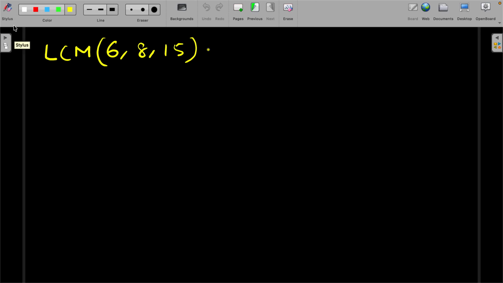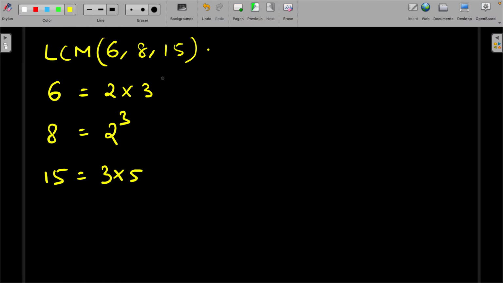Now in this video, let us see how to find LCM of three numbers so that this concept will be clear. For that, let us take an example of 6, 8 and 15. First we will write down the factorization form of 6, 8 and 15. So 6 can be written as 2 into 3, 8 can be written as 2 cube, and 15 can be written as 3 into 5.